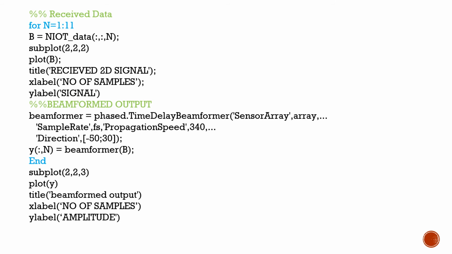In order to perform beamforming on the received data, we will be using the command face.timeDelay beamformer. Face.timeDelay beamformer is used to perform time delay beamforming on the received data. The need for the time delay beamformer is already discussed by Alicia under the beamformer section. After computing the beamforming of the received signal, it is plotted using the plot function.